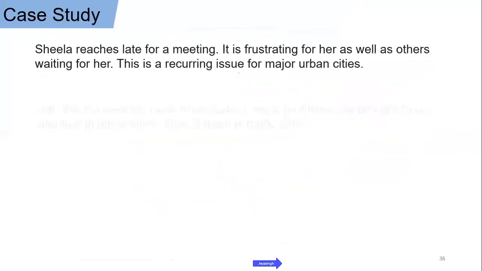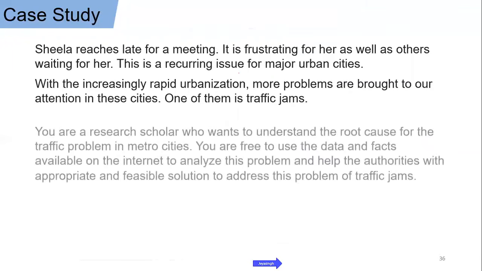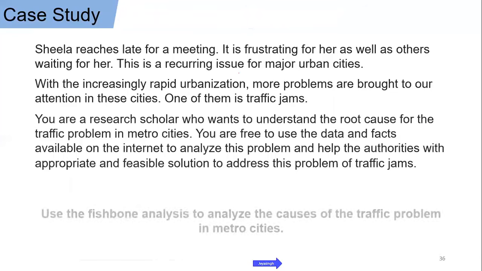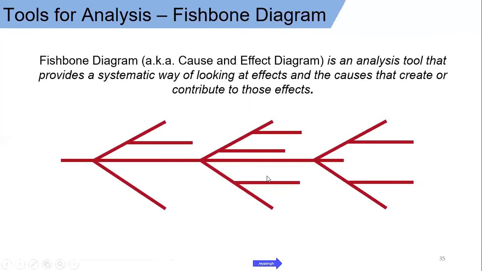So think about it as a case study, right? If someone reaches late for a meeting, rapid urbanization, more problems in these cities, a lot of traffic, and you want to understand the root cause of all the traffic, how would you do it? So you would use the fishbone diagram, and all of your answers would fit in right over here, right? Now, if you look at it, it makes a lot of sense.